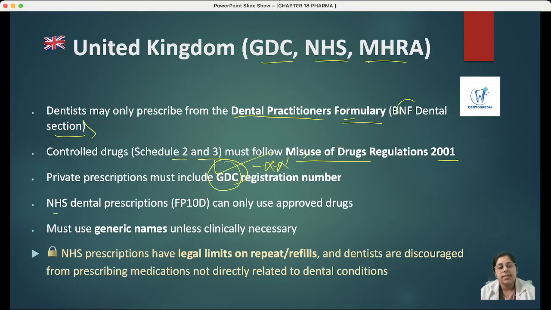And NHS dental prescription FP10D can use only approved drugs. Must use the generic name unless clinically necessary. Now, NHS prescriptions have legal limits on repeats and refills, and dentists are discouraged from prescribing a medication not directly related to the dental condition. So these are some of the facts that you have to remember. Okay.